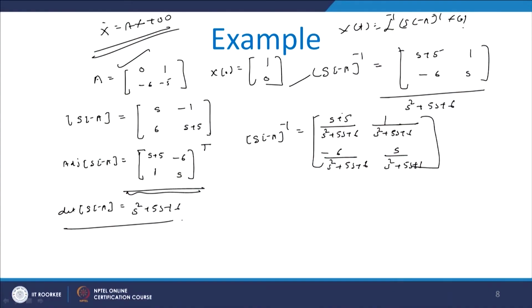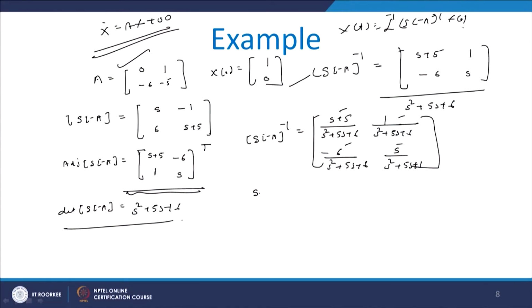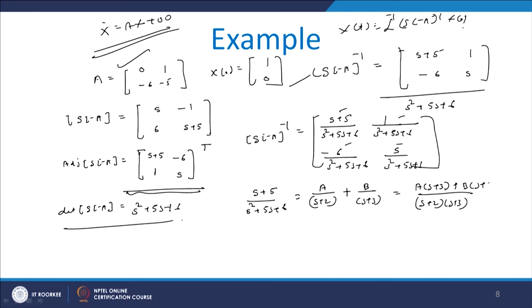So, here we have got 4 functions: 1, 2, 3, 4. We have to consider these functions individually and then try to determine the inverse. So, first we take the first function as s plus 5 over s square plus 5s plus 6. This equation can be written as A divided by s plus 2 plus B divided by s plus 3. So, now we solve it. We will get s plus 2, s plus 3. Now, here A multiplied by s plus 3, B multiplied by s plus 2. Now, you compare this and this. So, we can write down s plus 5 equals A into s plus 3 plus B into s plus 2.